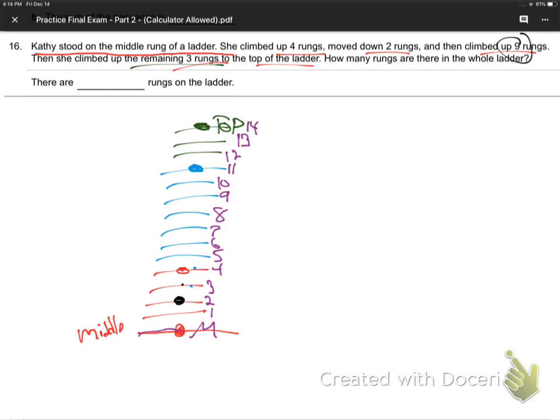Now if this is the middle, it means there's the same amount above and below. So if there's 14 rungs above, there must be 14 below and 1 in the middle. So there's 14, 1, 14 on that ladder, right? So that's 29 rungs on the ladder.